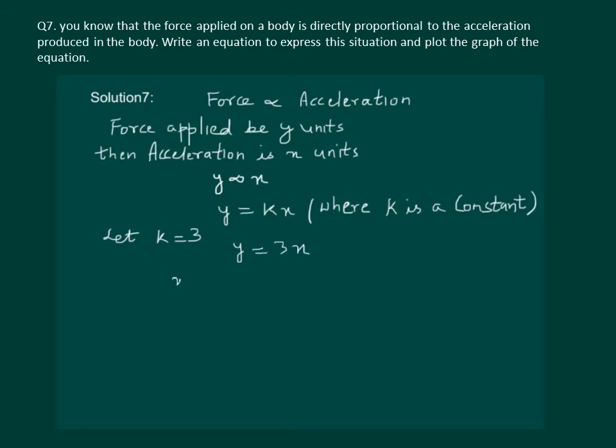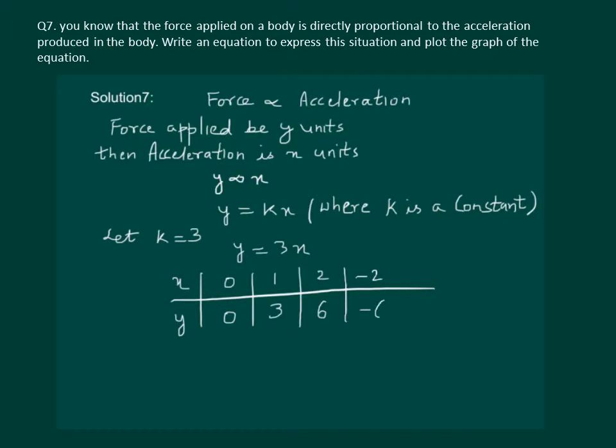And corresponding to values of x, we can find out the values of y. For x equal to 0, y equal to 0. For x equal to 1, y is equal to 3. For x equal to 2, y is equal to 6. For x equal to minus 2, y will be minus 6. Now let us plot the graph.